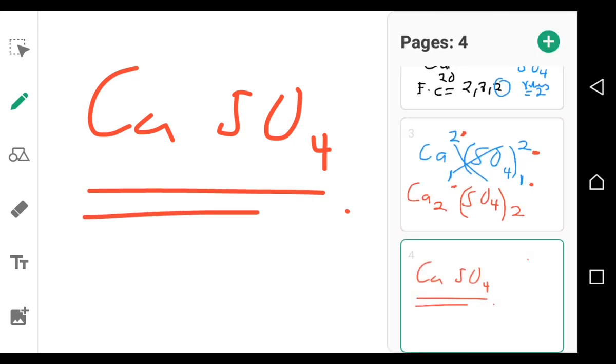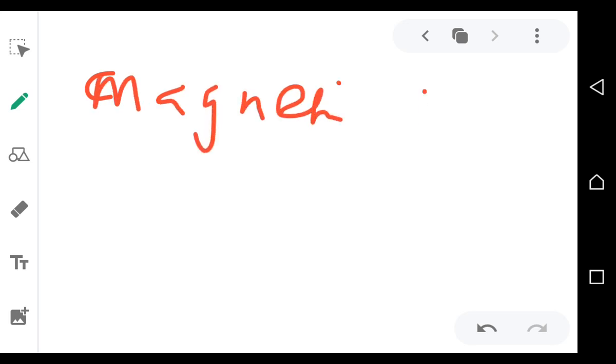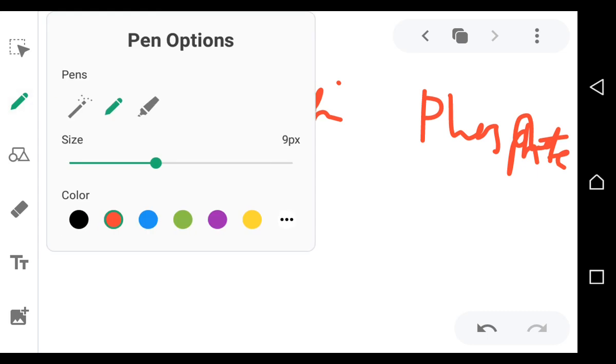You see? The second one is, I can say, chemical formula for magnesium phosphate. Okay? Phosphate, there's an A there, phosphate. Not phosphorus. Magnesium phosphate. There is an A. So, magnesium phosphate, first you write the chemical formula for magnesium.